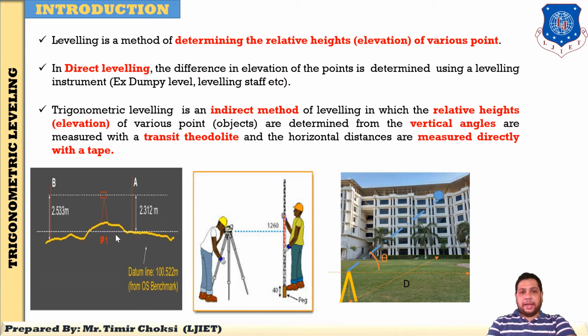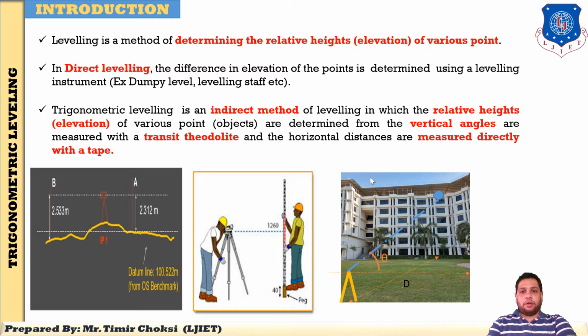You have studied direct leveling in basic civil engineering. I gave an example: you find the difference between points A and B directly using the dumpy level. First you find the elevation of A, then the elevation of B, and subtract them, so you directly find the difference between them. But some fields are different, some objects are different, and some terrain is difficult, so you use the indirect method. It is called trigonometric leveling.